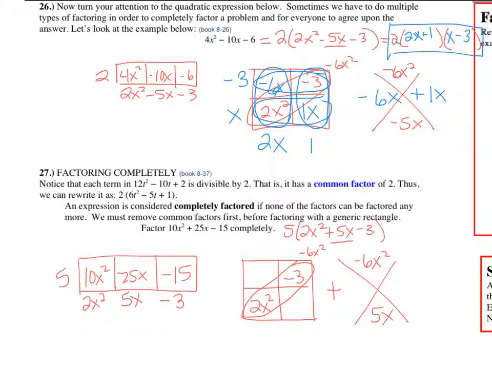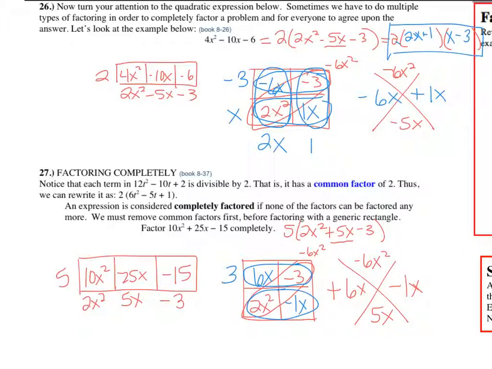I know I need one positive, one negative. This time I want the 5x to be positive, so I want positive 6x and negative 1x. So that 6 times negative 1 is negative 6. 6 plus negative 1 gives us the 5. So we fill that in, and we factor out every row.